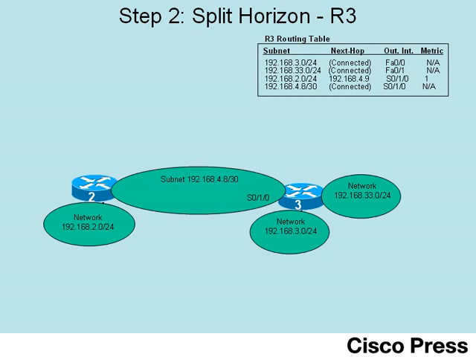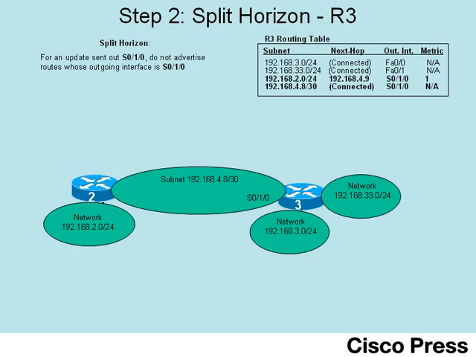R3 also has 4 routes, but notice that the bottom 2 of the routes in its routing table reference an outgoing interface of serial 0/1/0. So when R3 sends its update out serial 0/1/0, split horizon rules dictate that it should not advertise about those bottom 2 routes. So notice there, the RIP update sent by R3 does not include those 2 routes, including only the first 2 routes shown in R3's routing table.